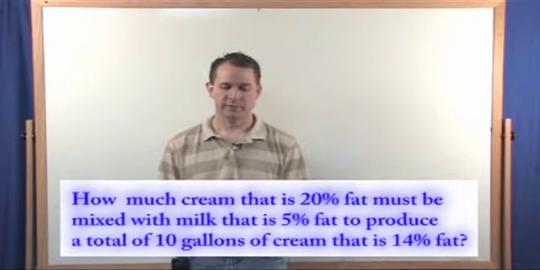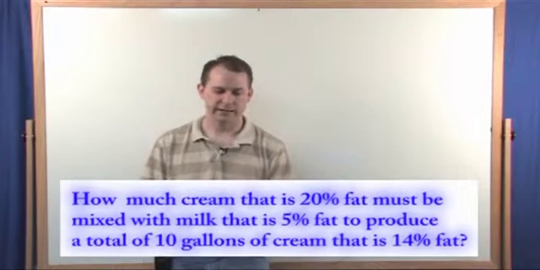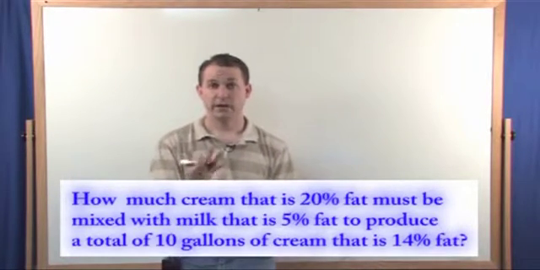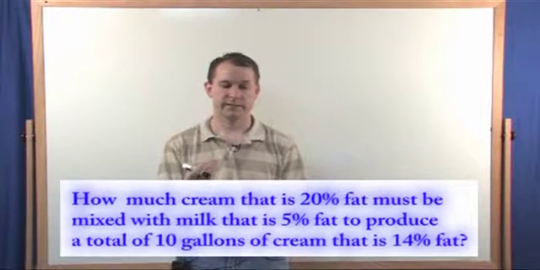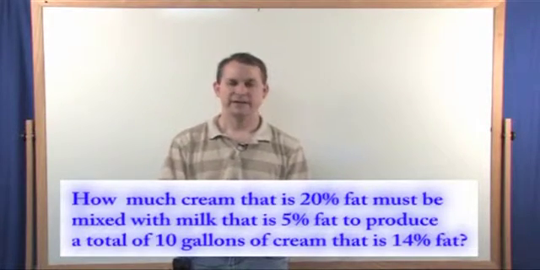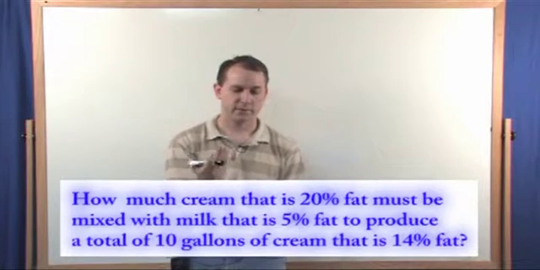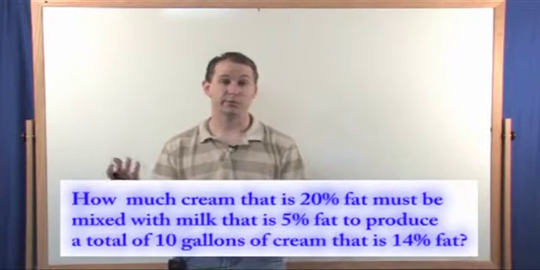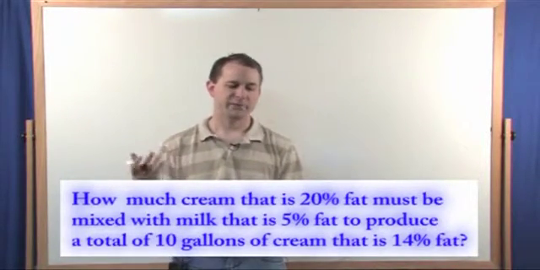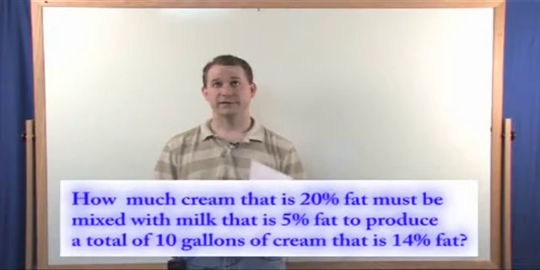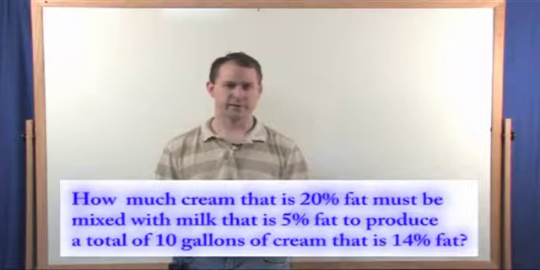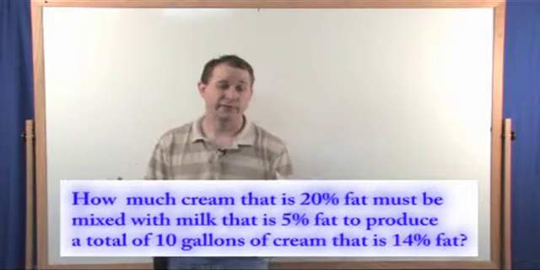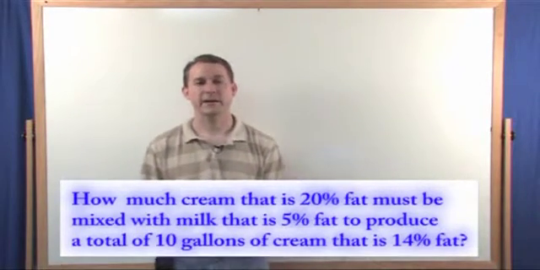Okay, so just think about what this is telling you before you write anything down. Cream is very thick milk. It's very thick and has a lot of fat content in it. So you're taking that with a lot of fat content, 20% fat in this case, and you're mixing it with milk, which is much less fat, 5% fat. When you do that, you dilute the fat content, right? And so you get 10 gallons of cream, but it's less creamy. It only has 14% fat in the final thing.